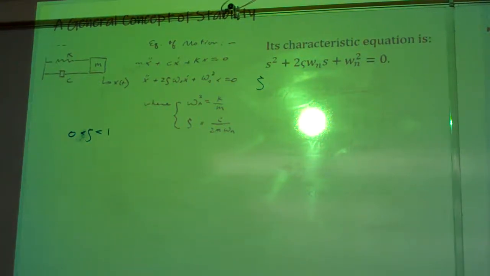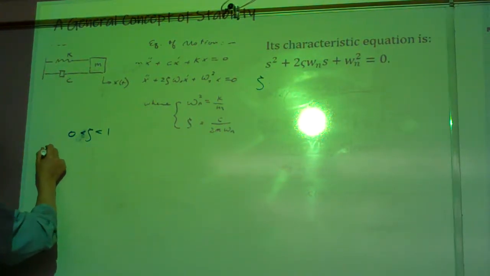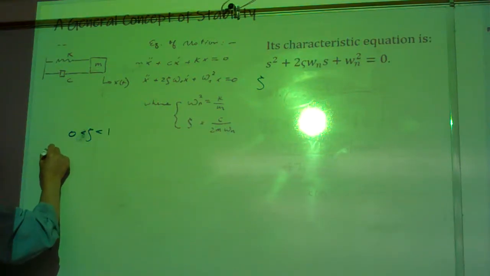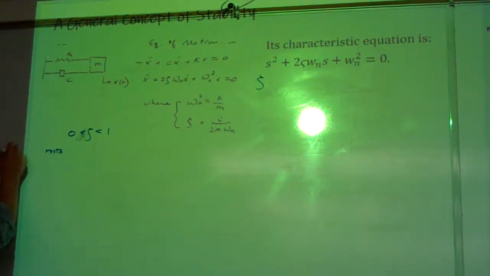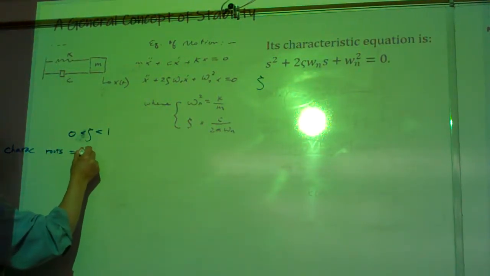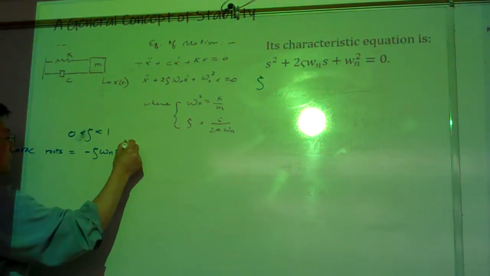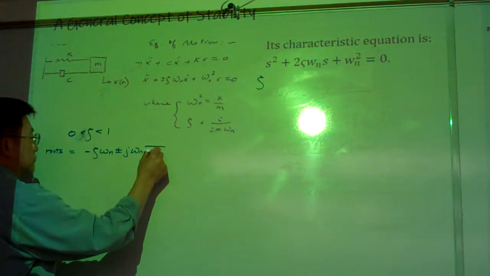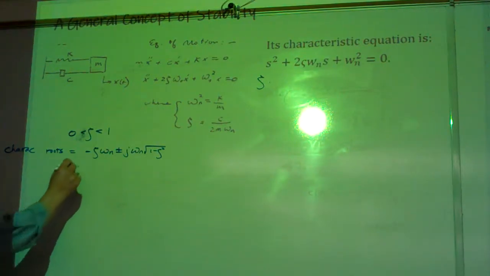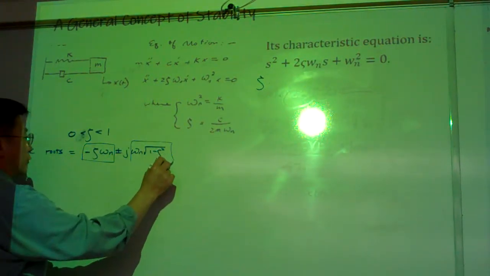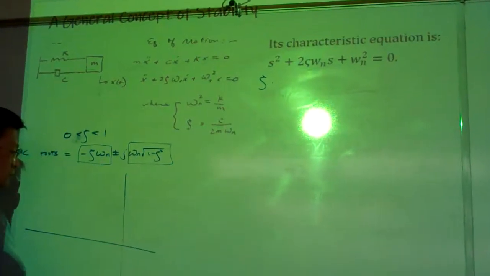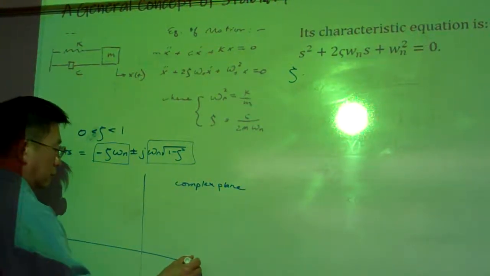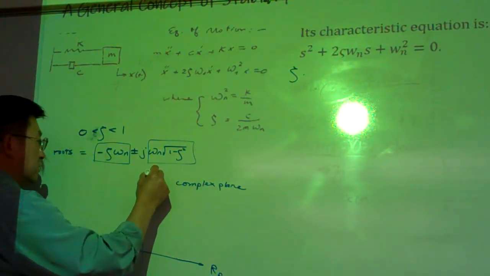And this one is called the underdamped system. For underdamped systems, the characteristic root is minus zeta omega n plus j omega d. Okay, so that is the real part, and this is the imaginary part. We can place the root onto the complex plane. So this is the real part, and this is the imaginary part.